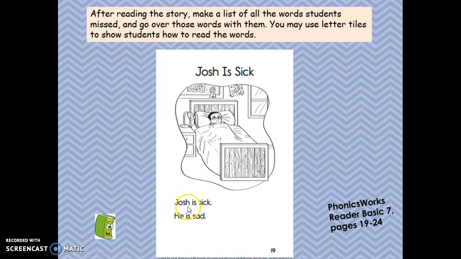So we start out reading, Josh is sick. He is sad. We're focusing on the words and trying to stretch them out and figure out those words. We're reading word by word. As your student rereads and becomes more familiar with that text, they can practice reading with expression more and reading more smoothly. Josh is sick. He is sad.